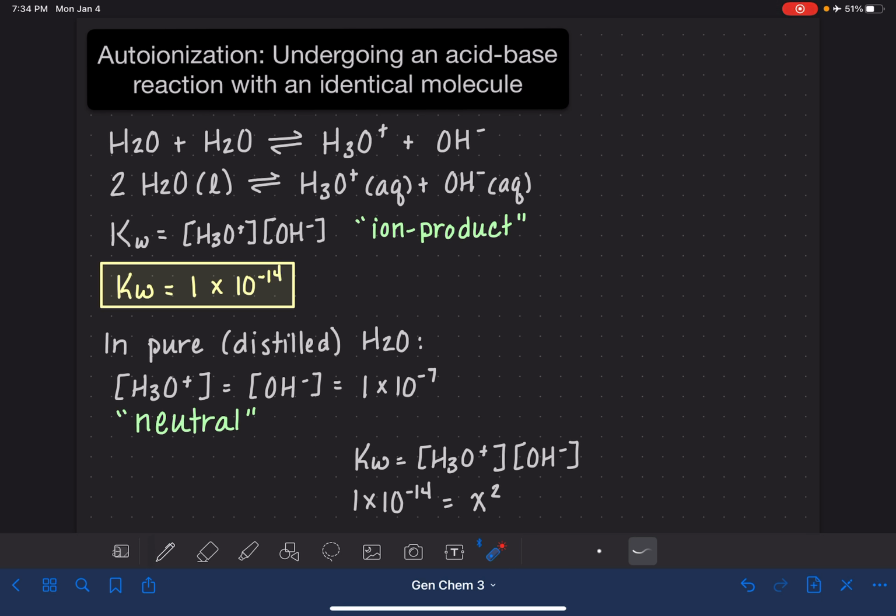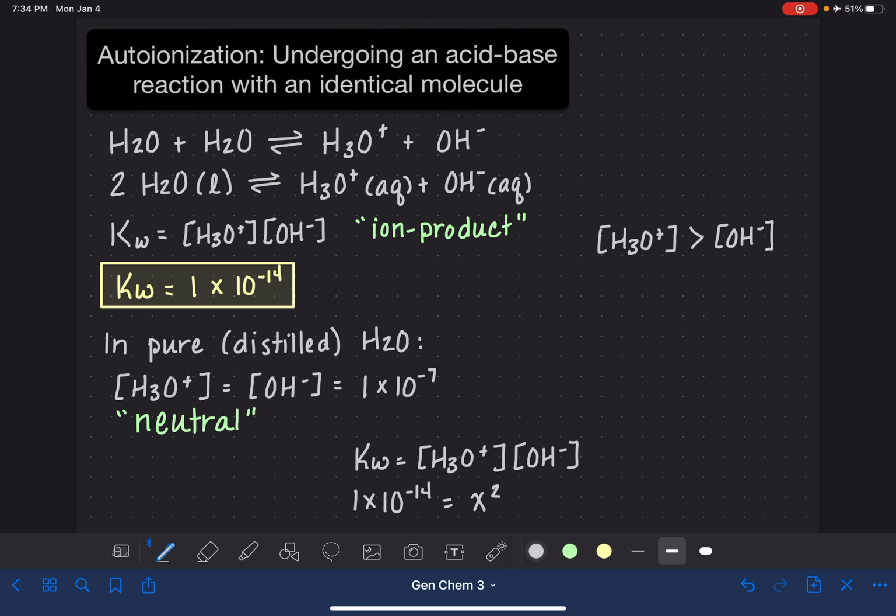Now, the H3O+ and OH- concentrations are not always equal to each other. In fact, this is a pretty rare scenario. Usually, one of these is greater than the other. So let's say, what if we have an H3O+ concentration that is greater than the OH- concentration? This would be in a sample of water that is not pure. It's got some other substance added to it.